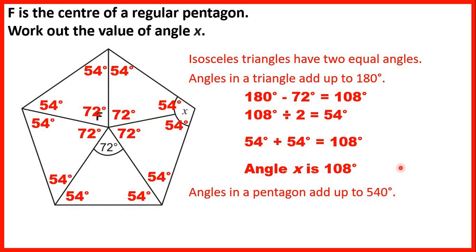So remember, a triangle 180, a quadrilateral or 4-sided shape 360, and a pentagon, the angles will add up to 540. And because it's a regular pentagon, the angles in the corners will all be the same size. So because a pentagon has 5 corners, we can divide 540 by 5, and that tells us that there will be 108 degrees in the angles in the corners.